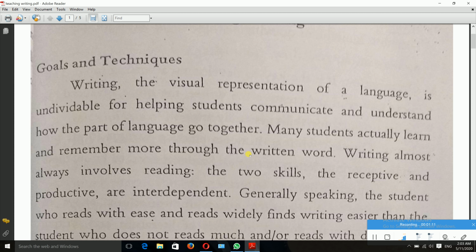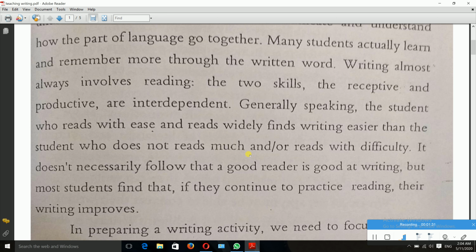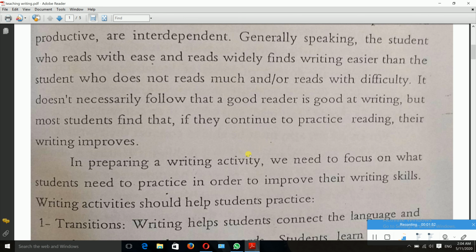Many students actually learn and remember more through the written word. Writing almost always involves reading. The two skills, the receptive and the productive. Productive يعني writing والreceptive reading are interdependent. Generally speaking, the student who reads with ease and reads widely finds writing easier than the student who does not read much or reads with difficulty. It doesn't necessarily follow that a good reader is good at writing, but most students find that if they continue to practice reading, their writing improves.